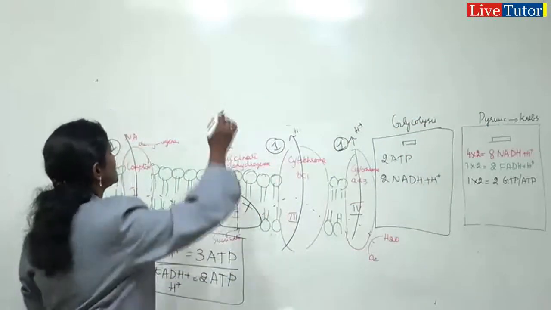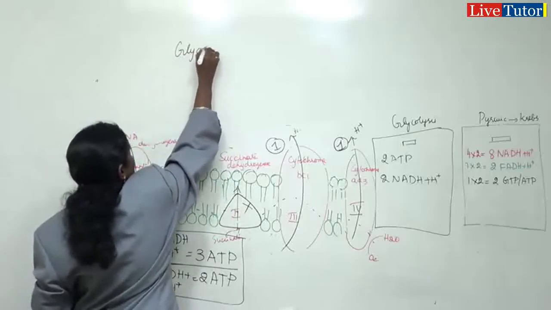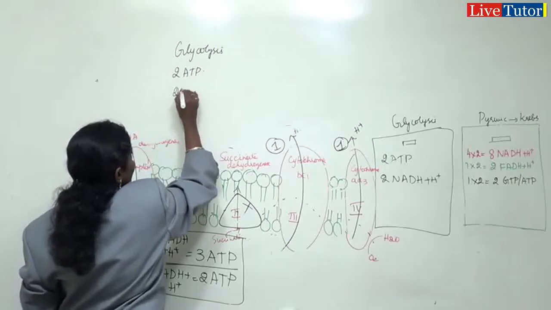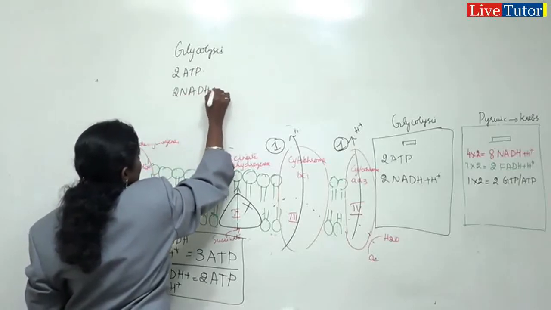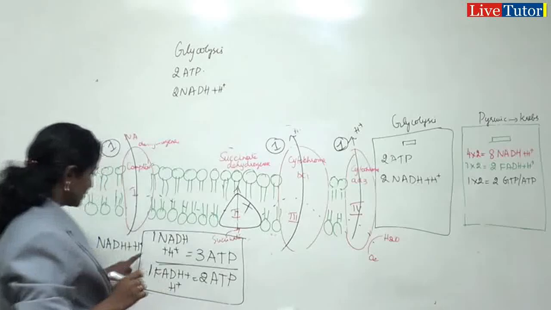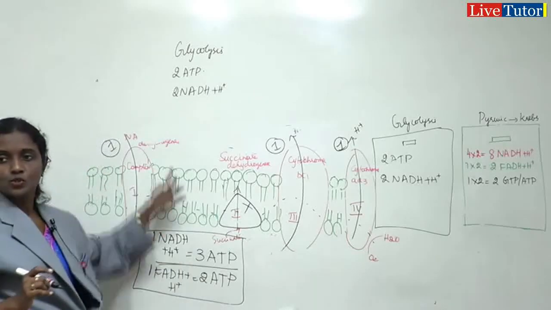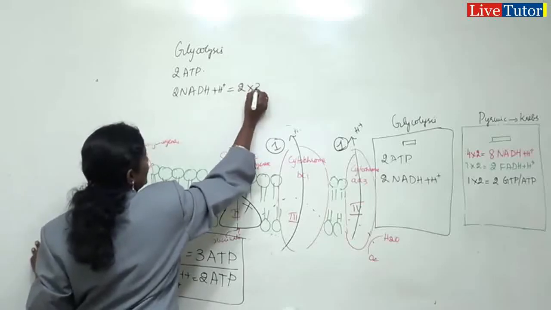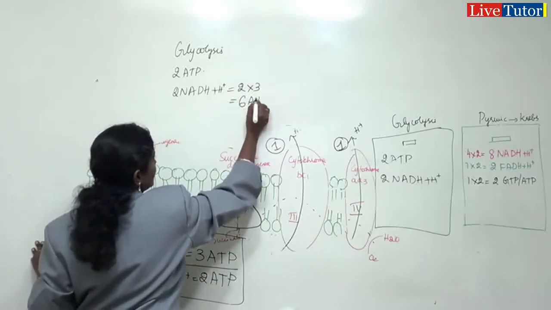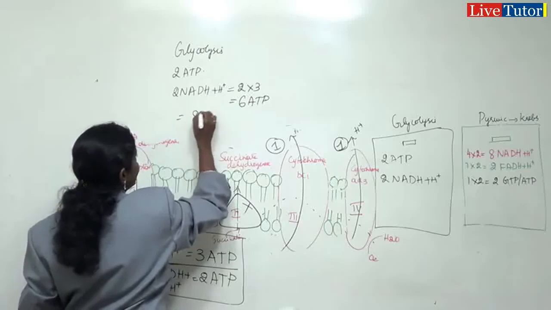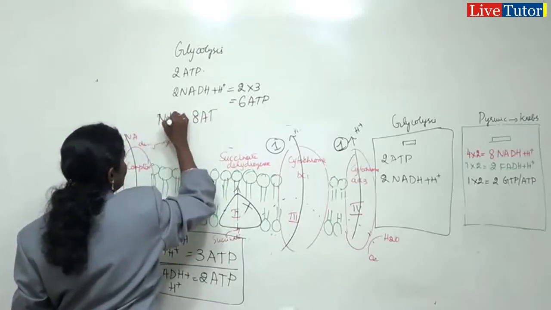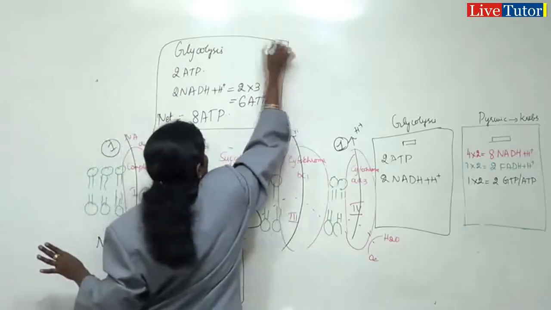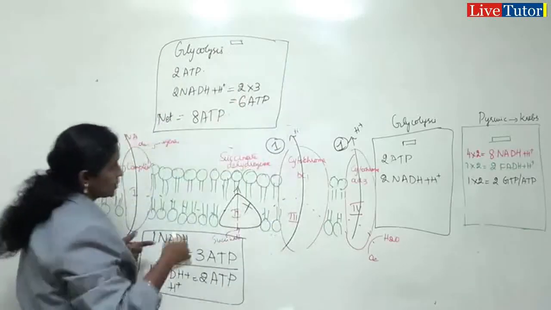In glycolysis we had 2 ATPs and 2 NADH. As a rule of thumb, 1 NAD gives 3 ATP. So 2 NAD gives 2 into 3, which is 6 ATP. So 6 plus 2, overall 8 ATPs. The net profit is 8 ATP molecules from the glycolysis box. Let us go for the next box, the savings box.